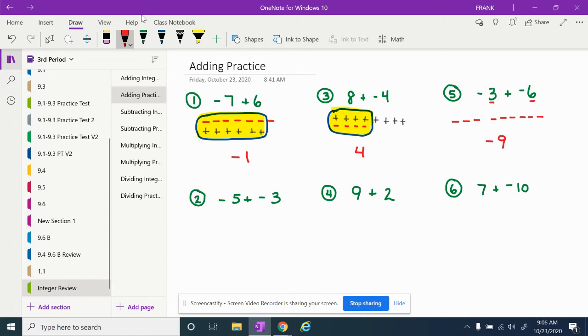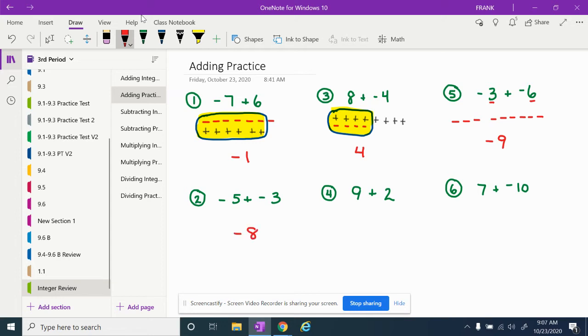Number 2, 4, and 6. So I guess I did the odds for you since I went across. I did the odds for you where you had visual clues. The evens, we're just going to do answers. So I have -5 plus -3. Notice I only have negatives. 5 negatives, 3 negatives. So you have a total of 8 negatives.